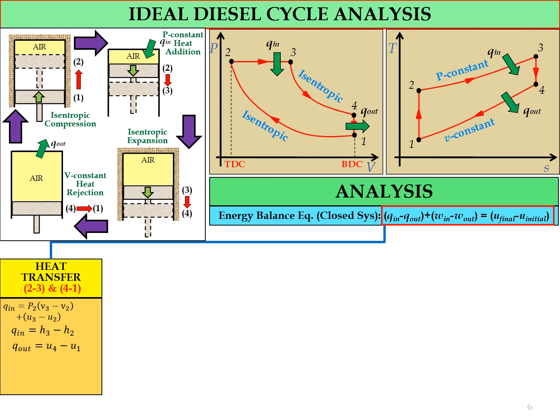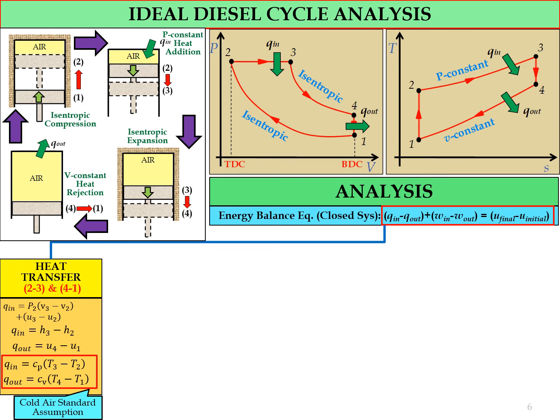And Q out is equal to the internal energy at state 4 minus the internal energy at state 1. And if we use the cold air standard assumption, we can use Q in equal to Cp times (T3 minus T2), which is the temperature at state 3 minus the temperature at state 2.